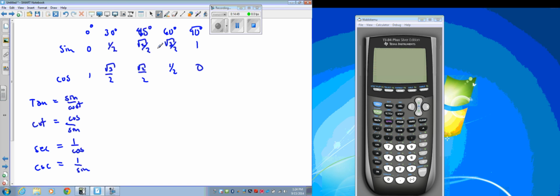And tangent and cotangent are cofunctions, and secant and cosecant are cofunctions. So whatever you have, you take its cofunction and go 90 minus it, and they're going to be the same. It doesn't make any difference. These are just special angles, 30, 45, and 60, but it's any acute angle.